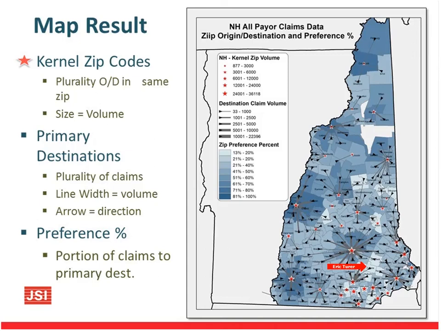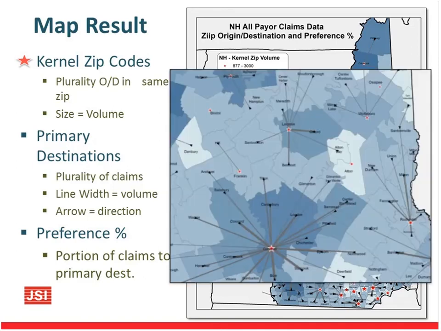So you can see, like over here, here's an example. Oh no, they're actually still going to a kernel zip. This is one where nobody else comes into this community, but their primary service is by providers that are located there. So you can get a lot right just out of that data.